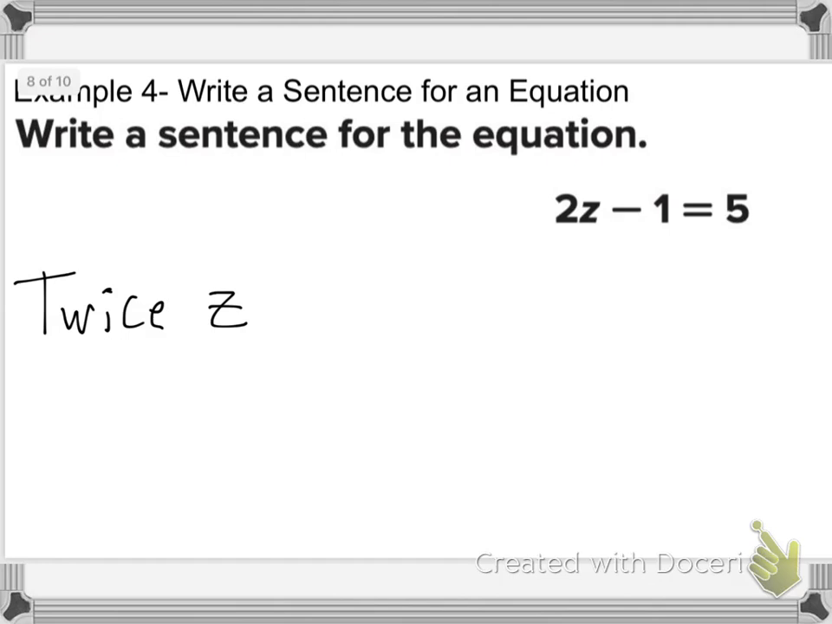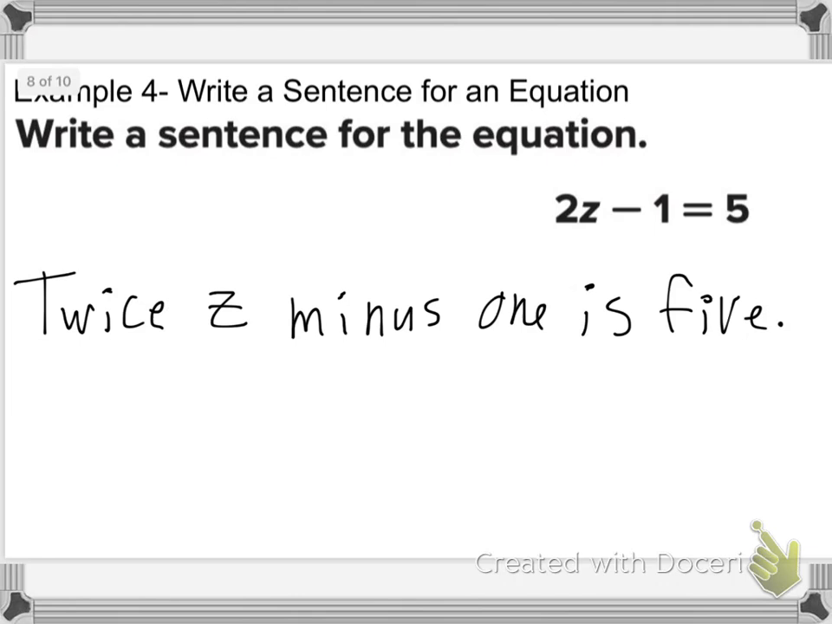Okay. We've got this minus sign here. What do you guys want to use to represent this minus sign? Minus? Yeah, you can just write minus. Twice z minus 1. There's really only one way to write the number 1. Twice z minus 1. What phrase or word do you guys want to use to represent this equal sign? Is. And then 5.